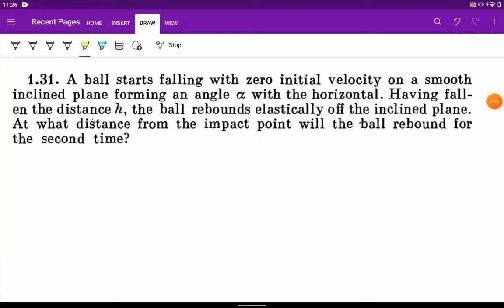Okay, so in this question, a ball starts falling with zero initial velocity on a smooth inclined plane, forming an angle alpha with the horizontal. Having fallen distance h, the ball rebounds elastically off the inclined plane. At what distance from the impact point will the ball rebound for the second time?